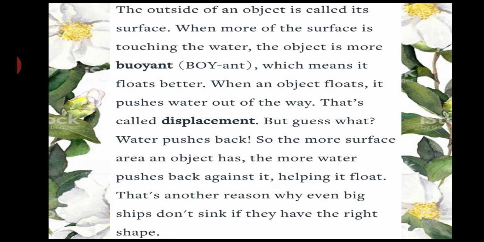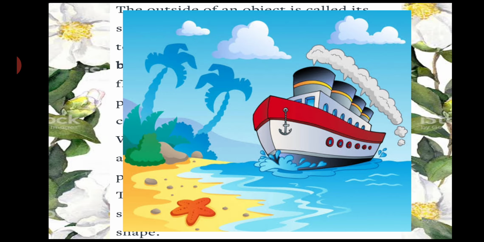And when an object floats, it pushes water out of the way. This is called displacement. But guess what? Water pushes back. So, the more surface area an object has, the more water pushes back against it and helps it float. That's another reason why even big ships don't sink, since they have the right shape. Okay, children? Yeah, this is the ship and it is floating.